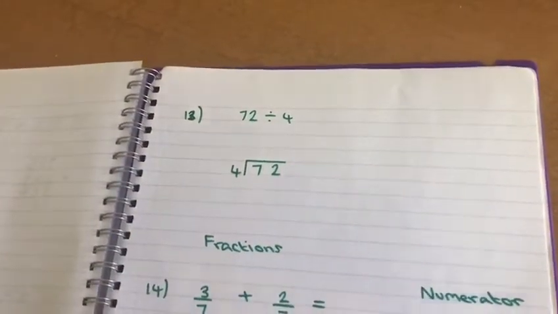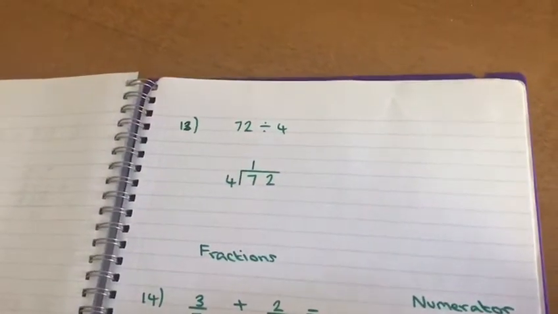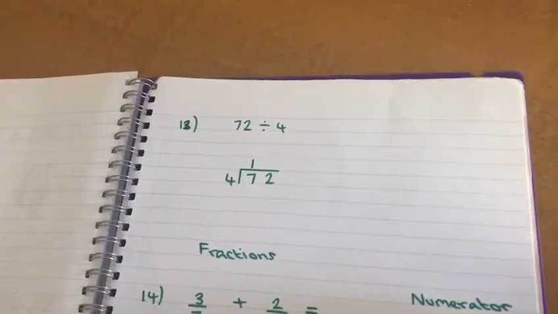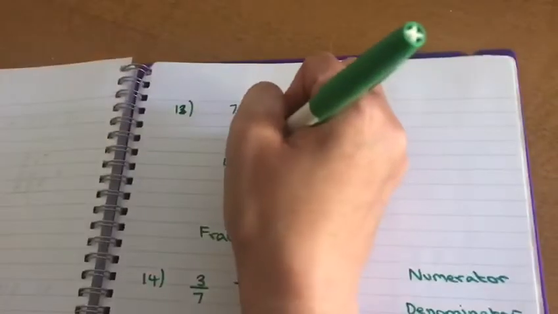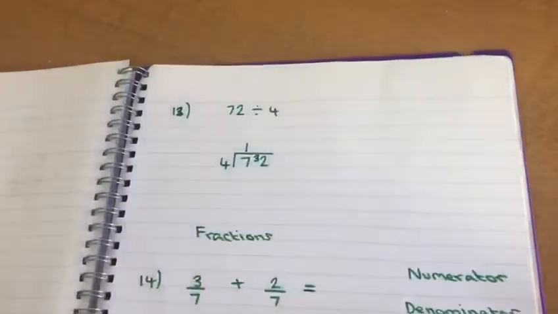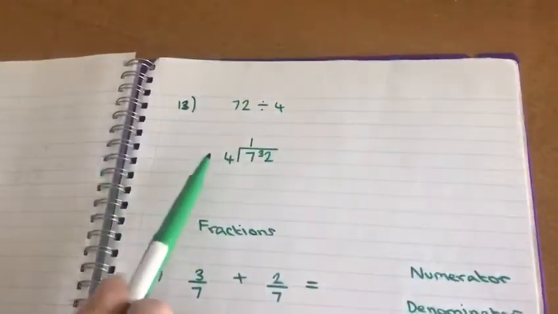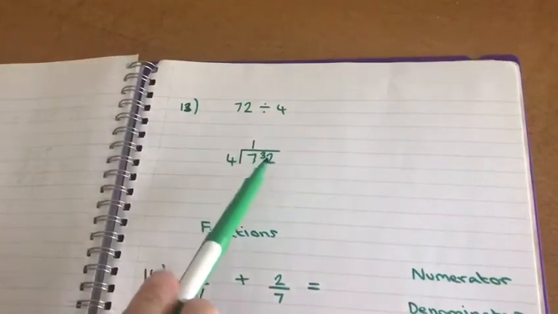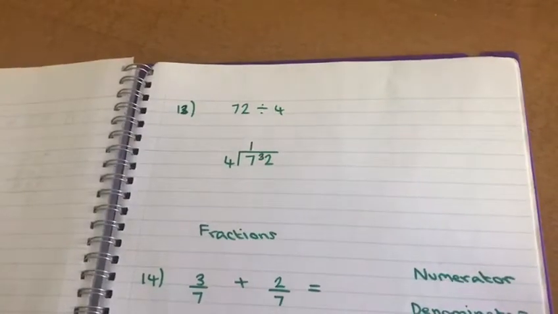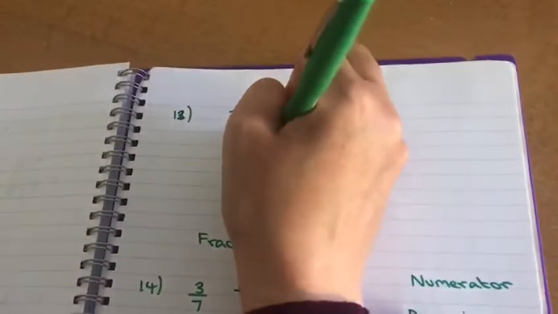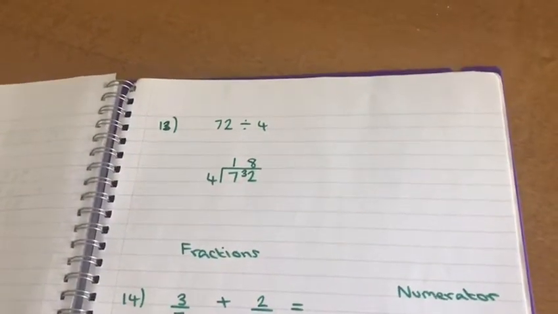So we go back to 1 times 4 is 4, and then there are 3 left over to get from 4 up to 7: 5, 6, 7. And that 3 we carry over in front of the next number, which is 2. We then have, how many times does 4 divide into 32? If we know our 4 times table, we know that 8 times 4 is 32. So that's the short division question.